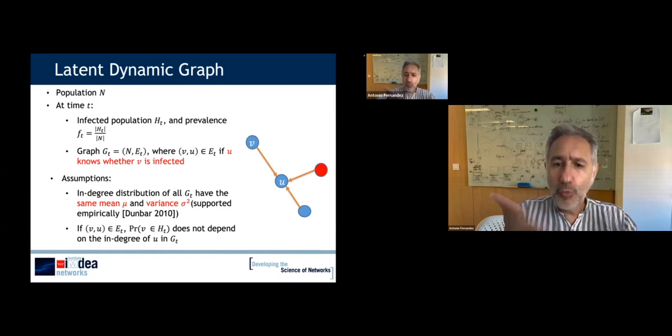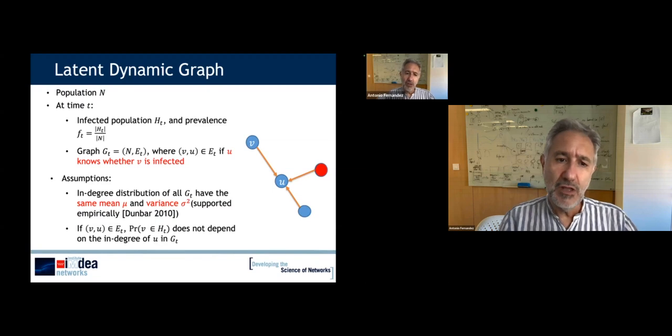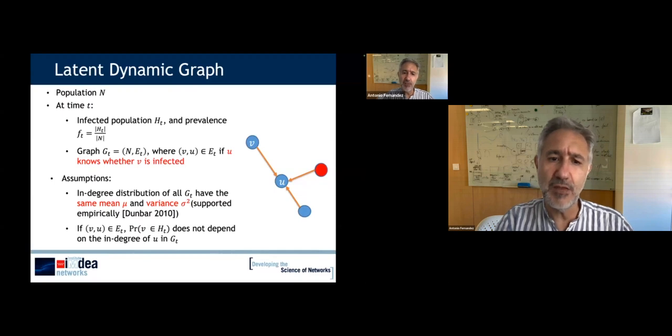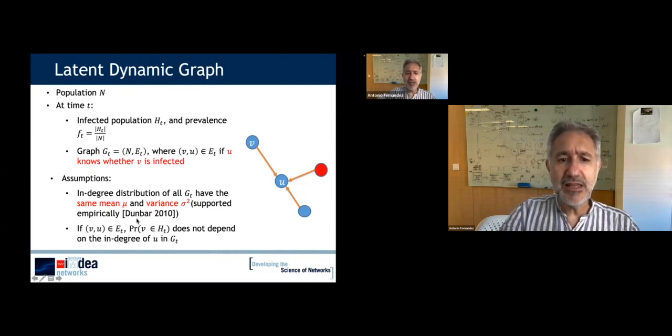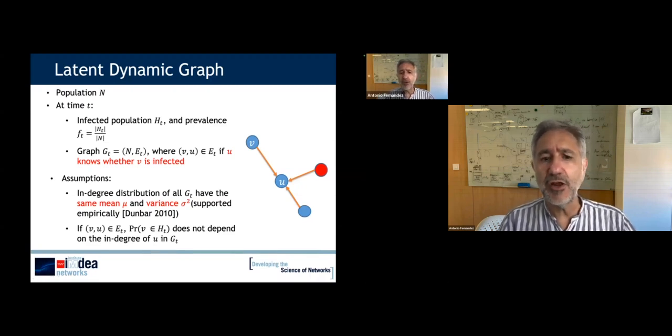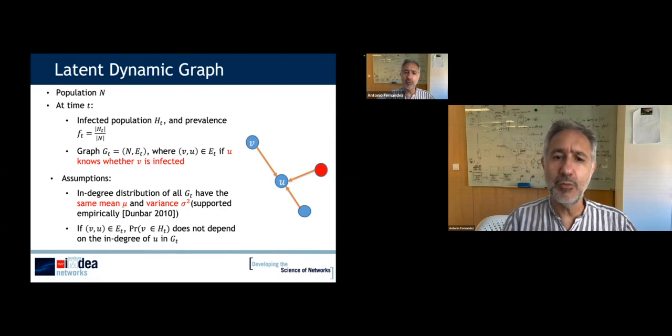Essentially, your group of friends is always roughly the same size. Then we also assume that the probability that a given node V, an in-neighbor of U, belongs to the hidden population or this infected population doesn't depend on the degree of U. So this is oblivious to the degree of the neighbor.